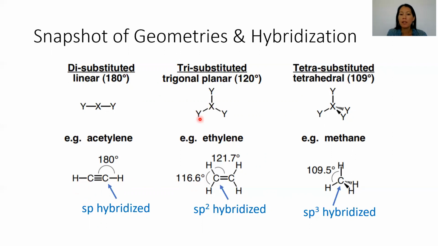In ethylene, you have a carbon with three groups. You have hydrogen, hydrogen, and carbon. If we focus on this left carbon, this tri-substituted trigonal planar is sp2 hybridized. This right carbon as well, sp2 hybridized. Anything tetrahedral, sp3 hybridized.